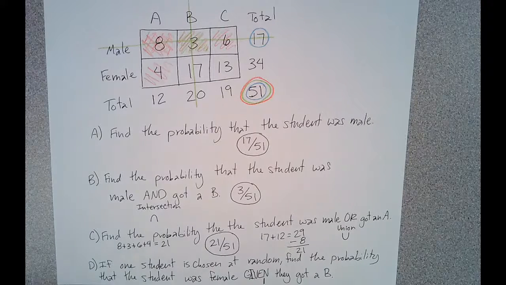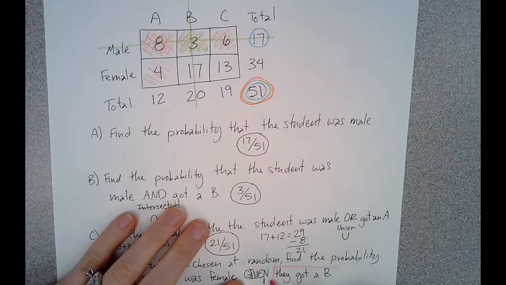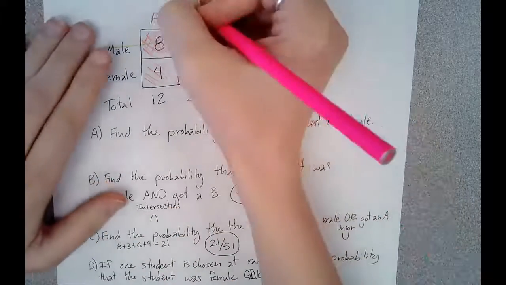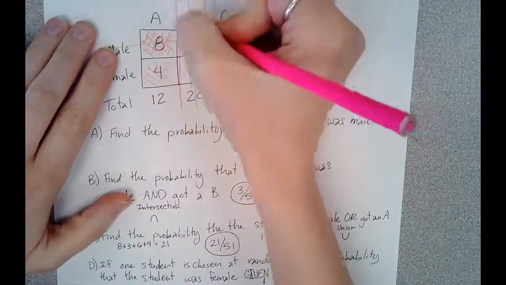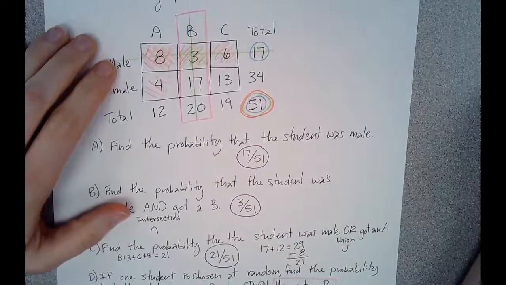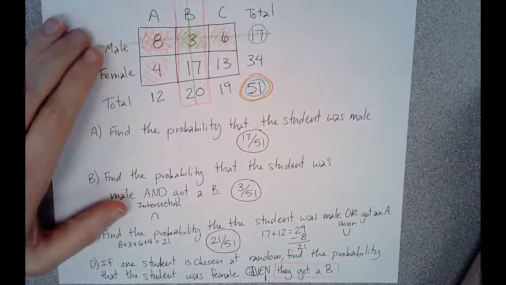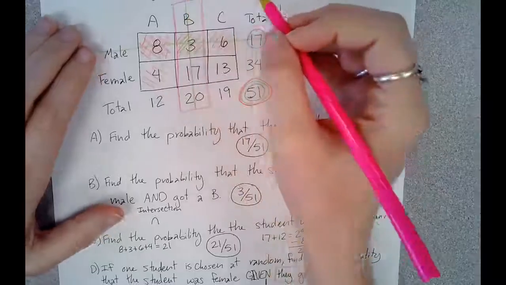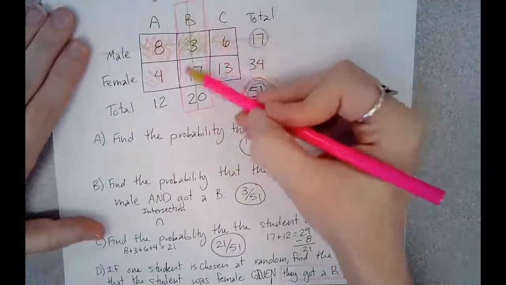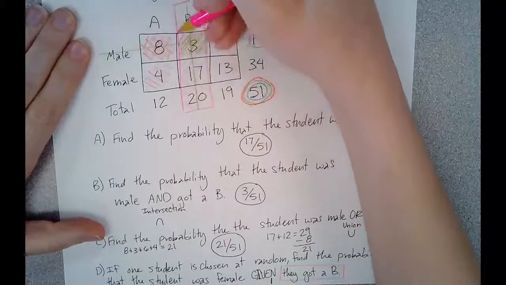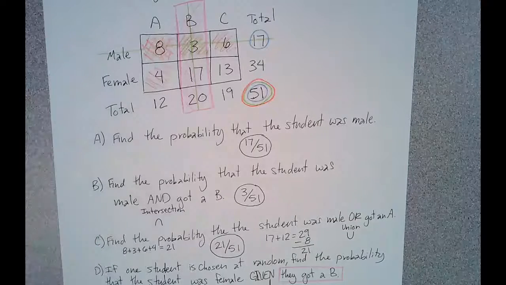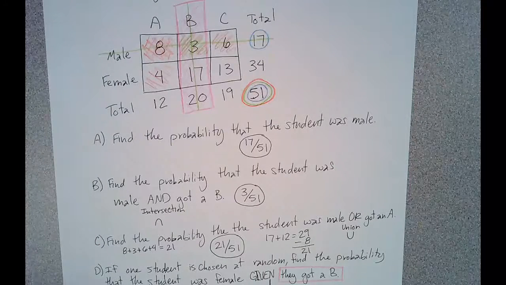Whenever we're given something, given they got a B, we only want to look at that thing. We are only looking at the people who got a B. We're not looking anywhere else, only in that box. We were given that. We can pretend that the whole rest of this doesn't even exist. We just want to look at this section of the chart. We do have to look at these names over here, but other than that, we're not looking anywhere else. We know they got a B.